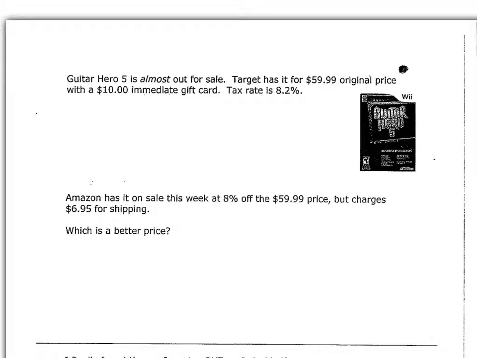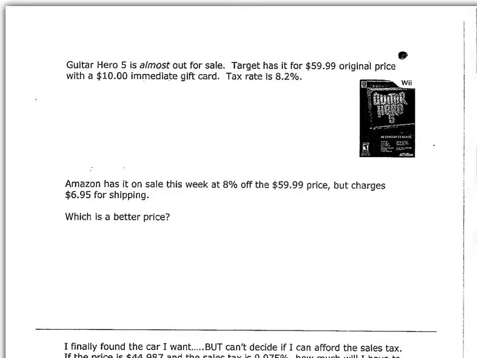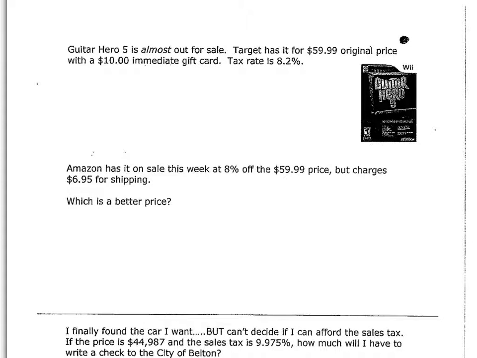Alright, so this problem says Guitar Hero 5 is almost out for sale. Target has it for $59.99 for the original price with a $10 immediate gift card, and your tax rate is 8.2%. We want to figure out what the total price is going to be for Guitar Hero. Now, the first thing you need to write down is that you always do your discounts first. So write down: your discounts are done first.